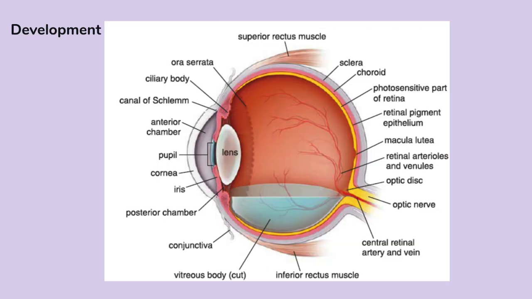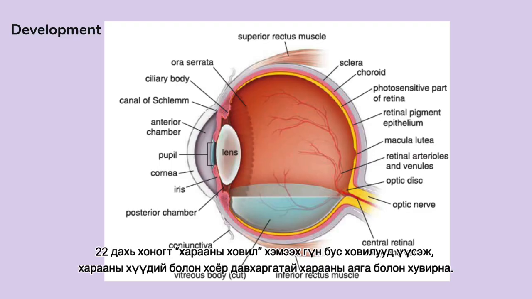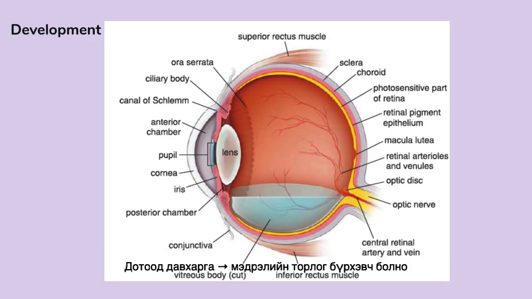Moving on to the development. Our eyes form from neuroectoderm, surface ectoderm, and mesoderm. By day 22, shallow grooves called optic sulci appear and become optic vesicles. Then the optic cup forms with two layers, an inner layer and an outer layer, and the inner layer becomes the neural retina, whereas the outer layer becomes the retinal pigment epithelium.